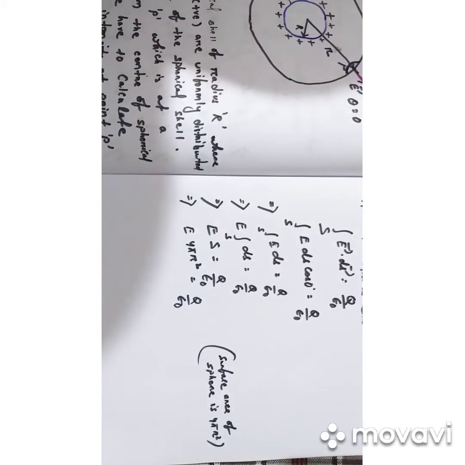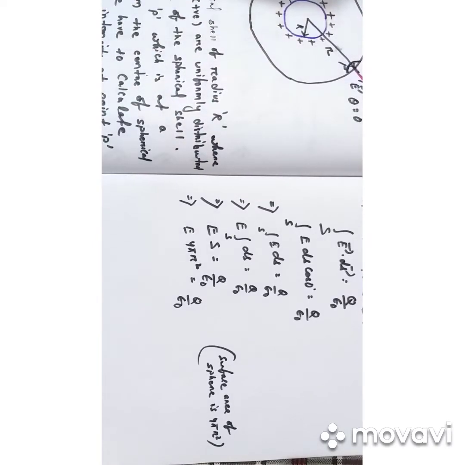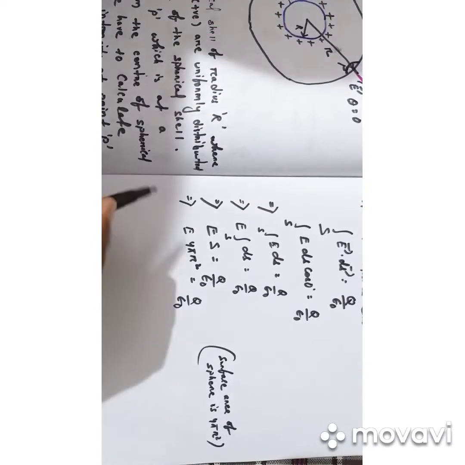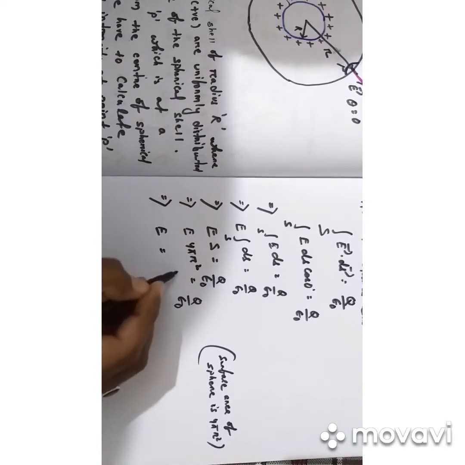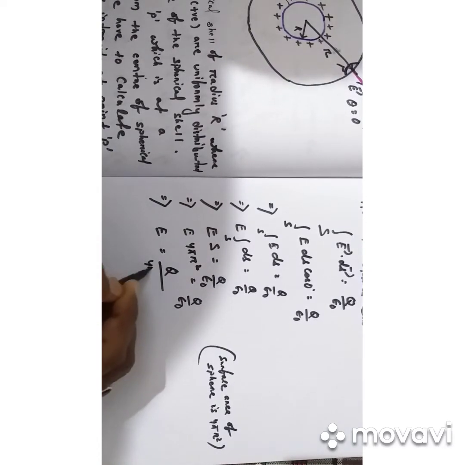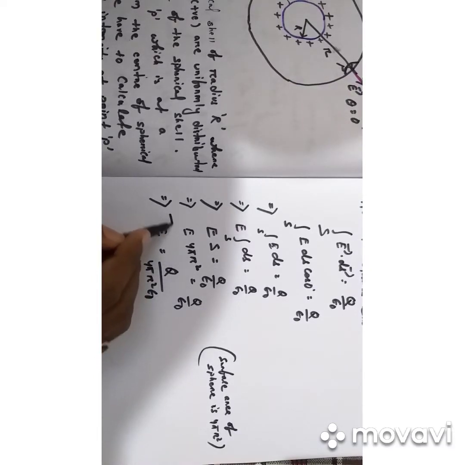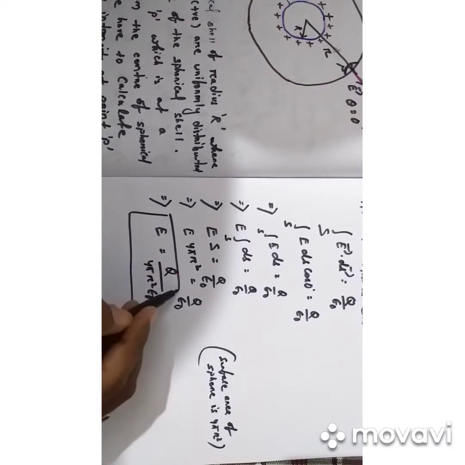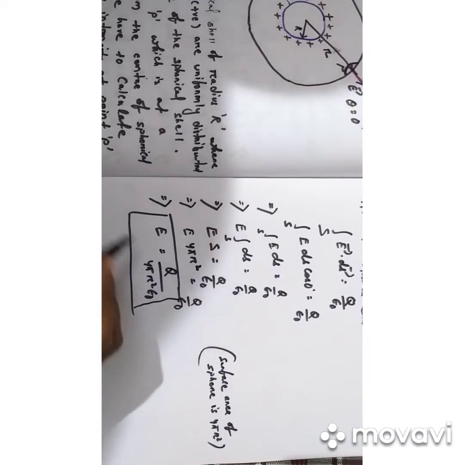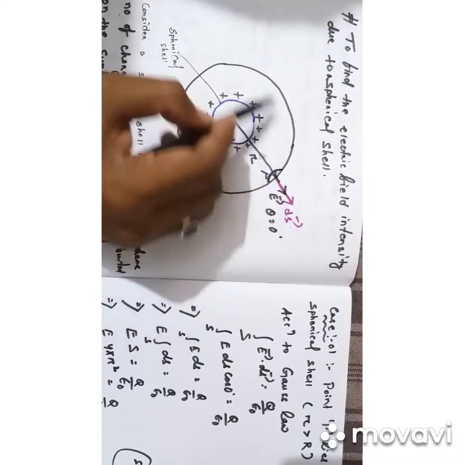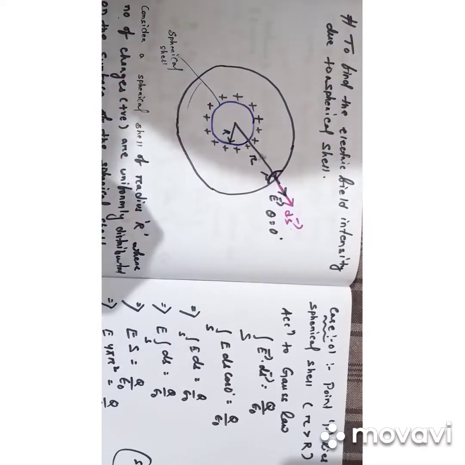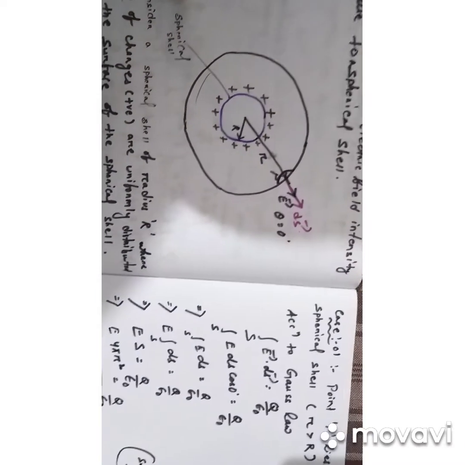Okay, now that implies E equal to q by 4 pi r square epsilon naught. So this is the electric field intensity at point P, where the point P lies outside the spherical shell.